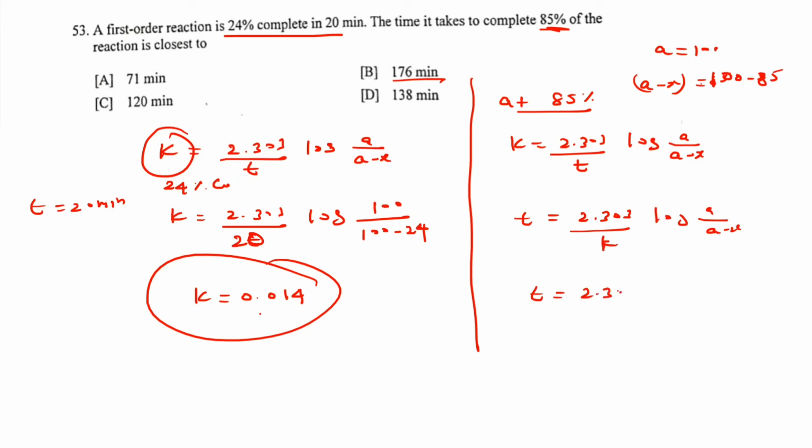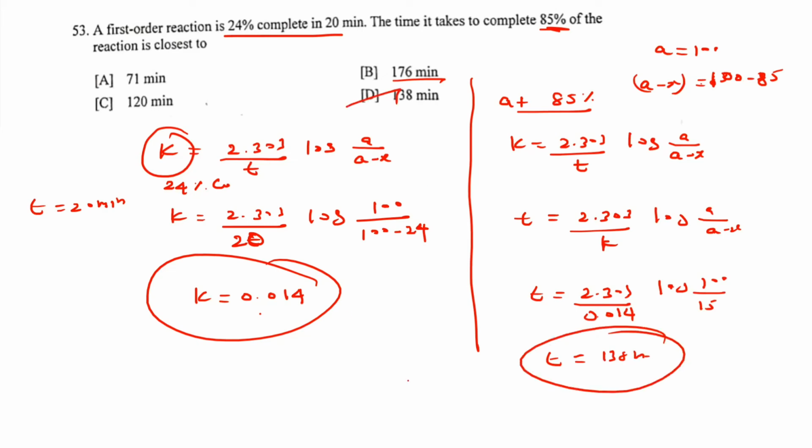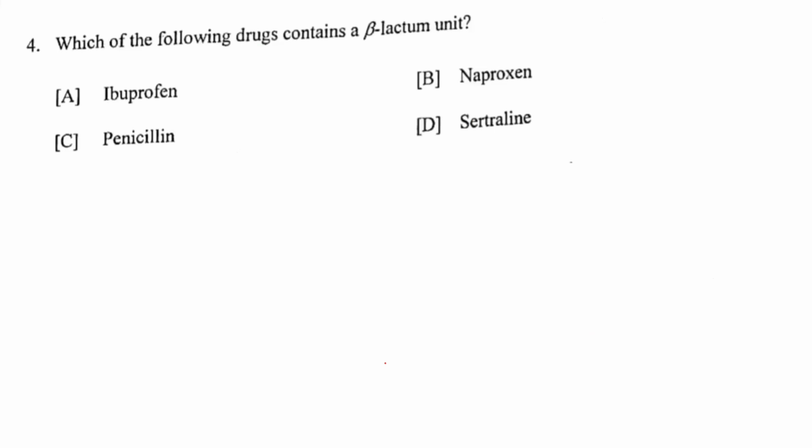But T is equal to what? T is equal to 2.303 by, what is the K value here? 0.014, in log of 100 by 15. What is the approximate answer? Around 138 minutes. Option D is correct for this question. Okay, so two steps. First, using the first data to find out the K value, then apply the K value to the second equation, get the T value. Okay, simple one.